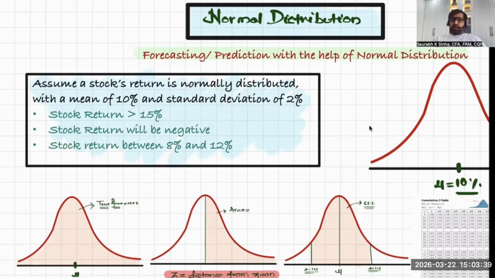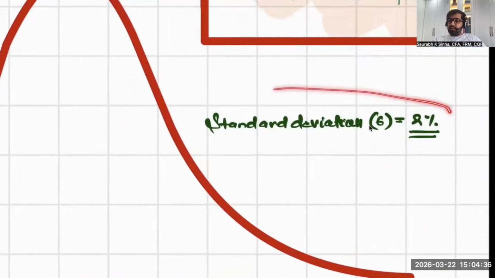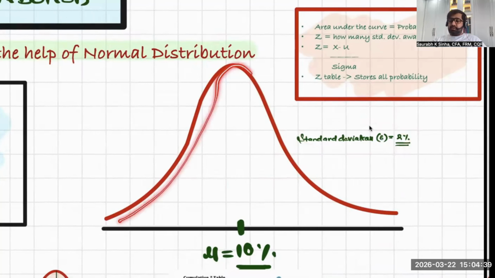Now we know that the stock return is normally distributed. Awesome. As any entity becomes normally distributed, the forecasting and the prediction becomes very easy. So if you know that an entity is either normally distributed, or t distributed, or chi-square distributed, or f distributed, the forecasting or the prediction becomes very easy. If you don't know the distribution, the forecasting becomes very difficult. So if you know that this stock return has a mean of 10% and the standard deviation of 2%, and it is normally distributed, then the prediction becomes very easy.